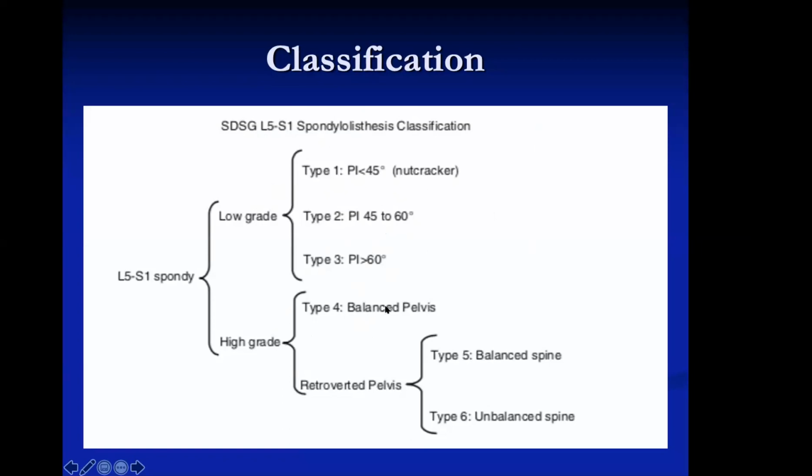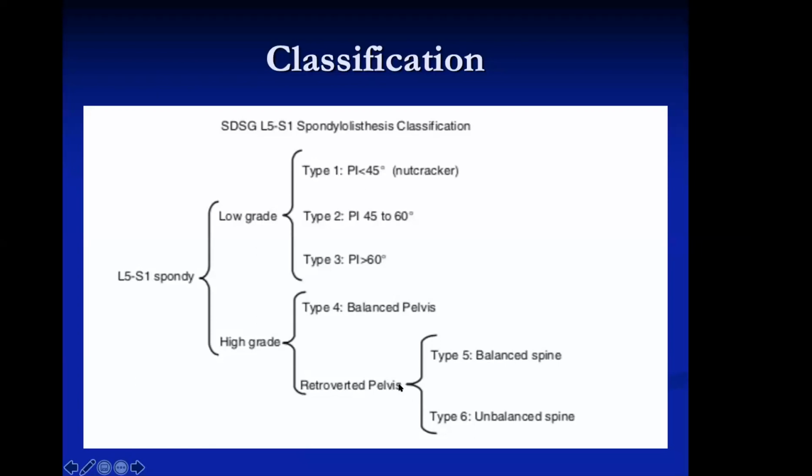So it is only when it comes to high grade that we divide them into balanced pelvis. So a person who is able to balance it well without compensating, that is type 4. And then you come to the situation where they have tried to balance, when there is a retroverted pelvis. Patients can be divided into a balanced spine and an unbalanced spine. So here you have two situations in a high grade listhesis. One is balanced pelvis, where the entire spine is in balance without any compensatory mechanisms. And here the retroverted pelvis itself is a compensatory mechanism.